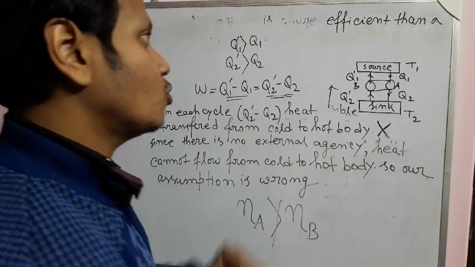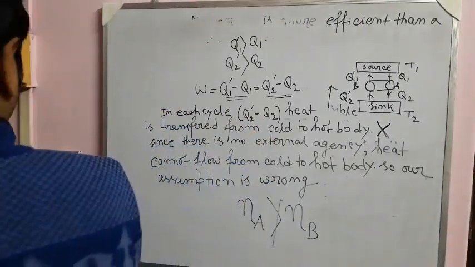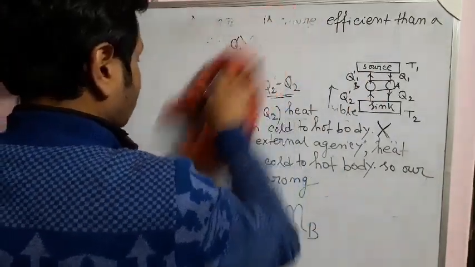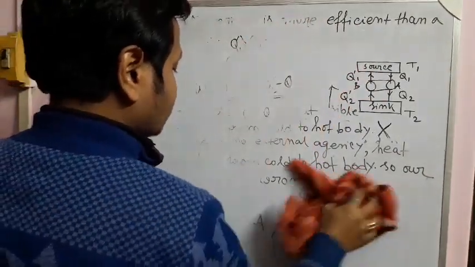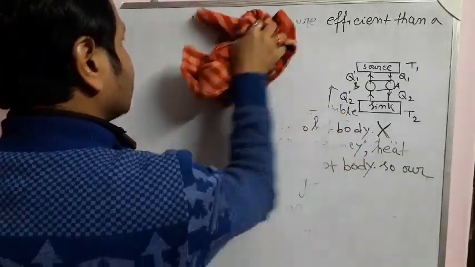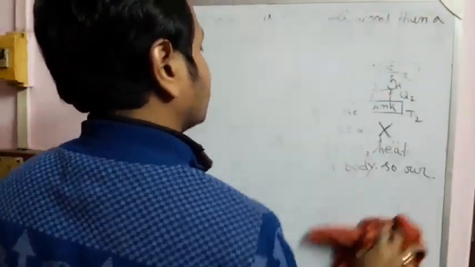No engine is more efficient than a reversible engine. So this is the second part of Carnot theorem. I hope all of you understand this. This proof is necessary for both graduation students and also CBSE ICSE students.